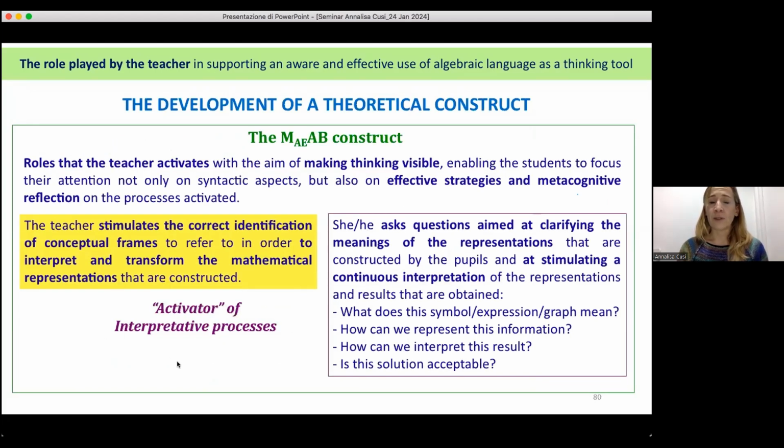The role of activator of interpretative processes is played when the teacher stimulates the correct identification of the frames to which students have to refer in order to interpret an expression, a representation, or to transform a mathematical representation that has been constructed. This role is often played by asking questions aimed at clarifying the meanings of the representations that are constructed and at stimulating a continuous interpretation of these representations. And these are examples of questions that can be posed.